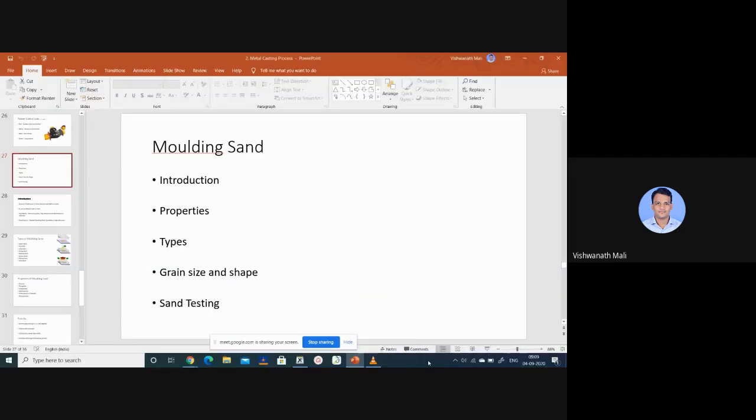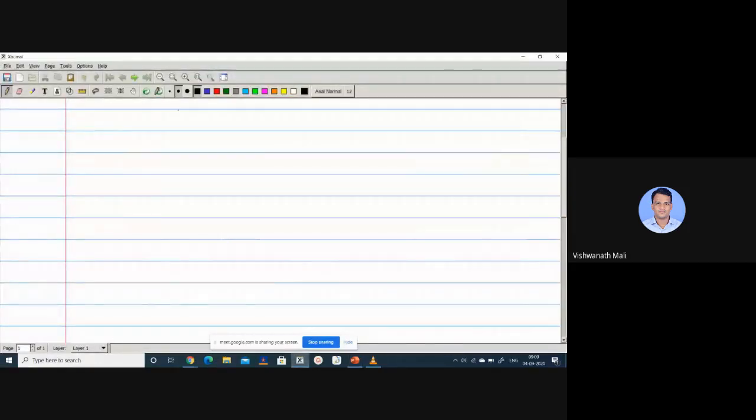We will start with our next topic, that is molding sand. Before starting with this topic, I will give you an overview of what we have studied and what we are going to study. I will draw a simple diagram.